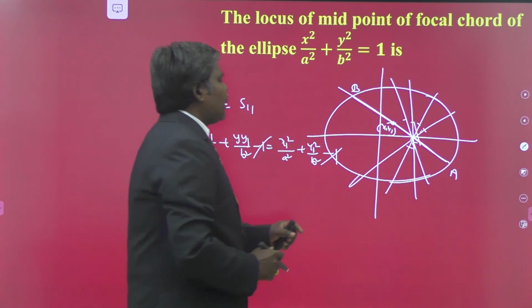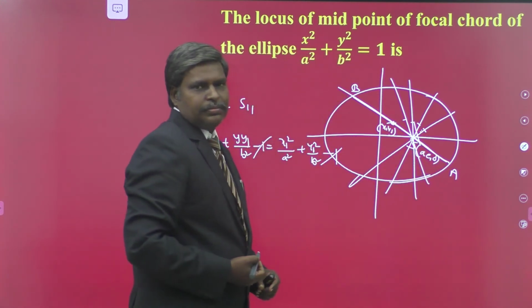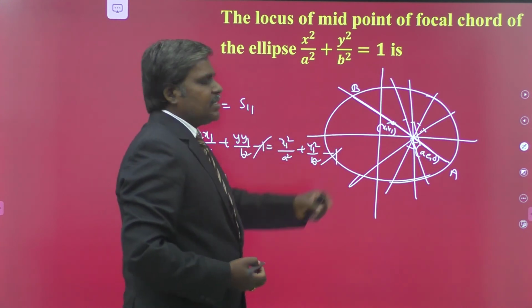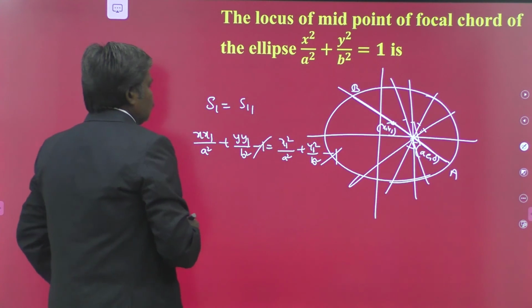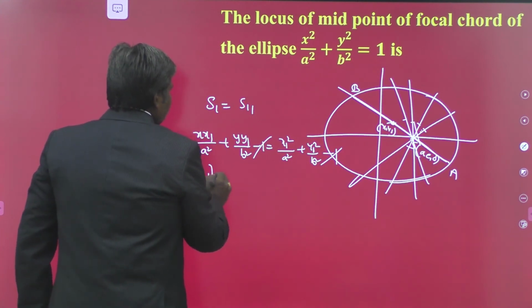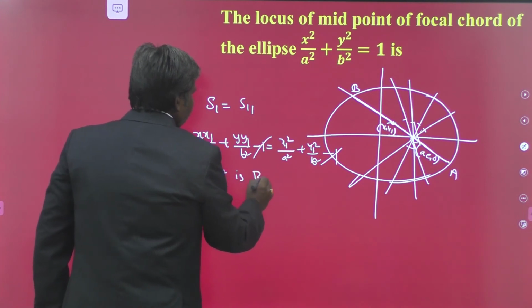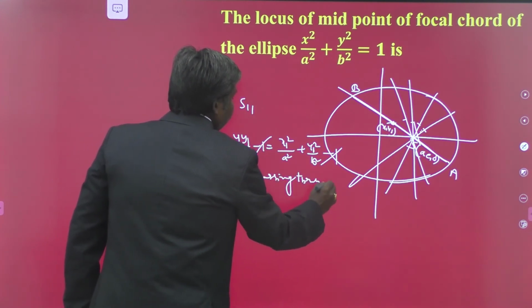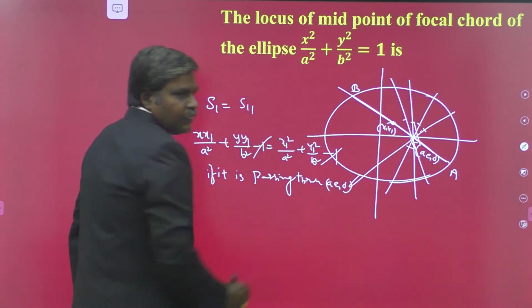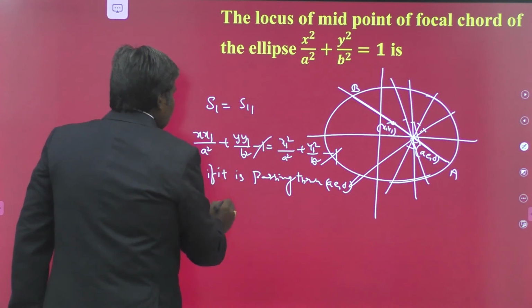Now it is passing through what? Your focus, that is (ae, 0). So minus ae, 0 is also there; you may substitute minus ae, 0 also. So if it is passing through (ae, 0), then substitute (ae, 0) here.